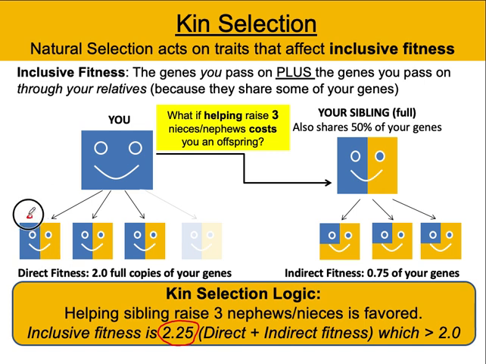Remember that each of these offspring are 0.5, right? So 3 of these offspring, 0.5 plus 0.5 plus 0.5, would add up to 1.5 because it cost an offspring. So 1.5 plus 0.75 is 2.25, right? It's the direct plus indirect fitness equals your inclusive fitness.